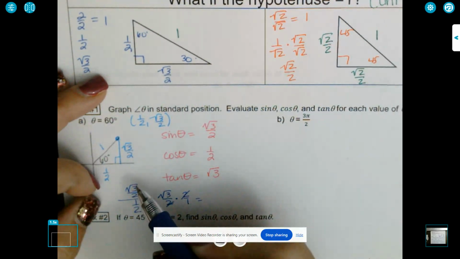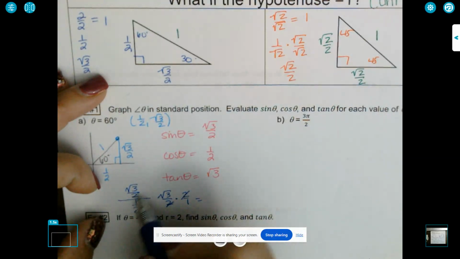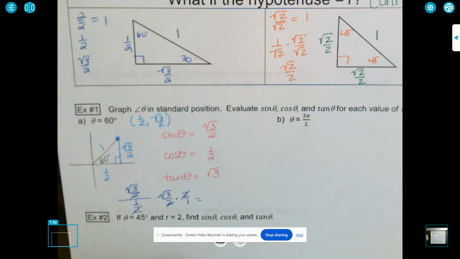But also just understand, if you're ever dividing like this and your denominators are both the same, they just cancel each other out. So it'll be the square root of 3 over 1 regardless, which is the square root of 3.